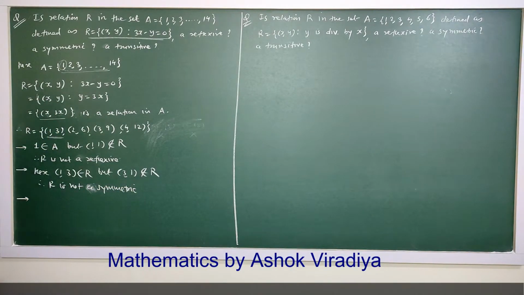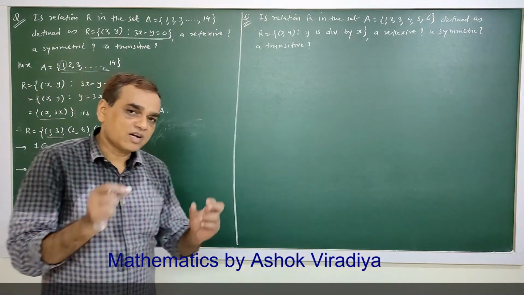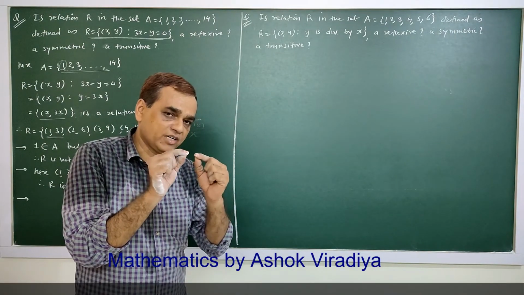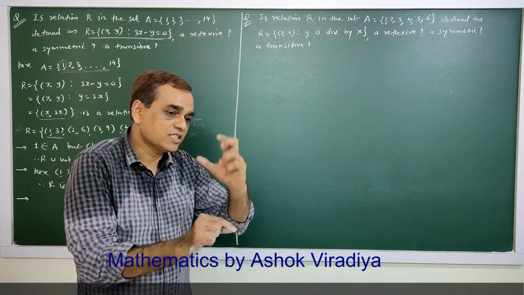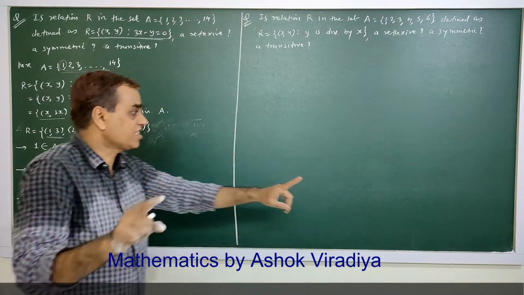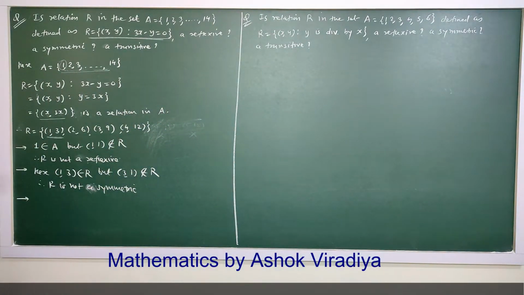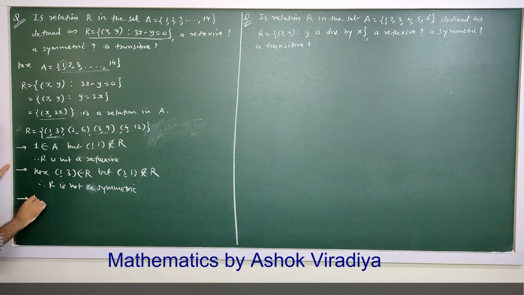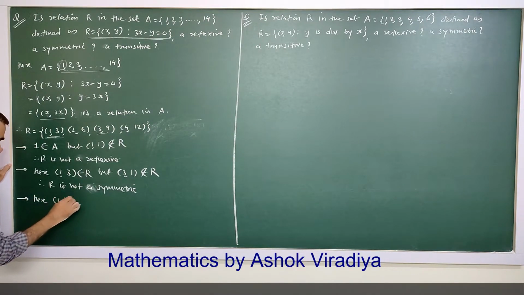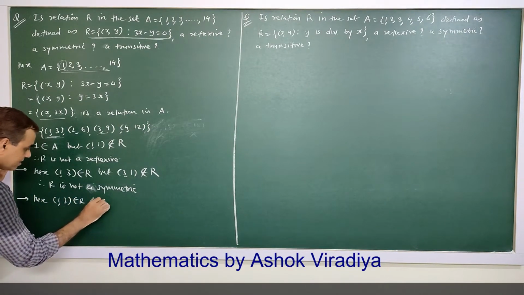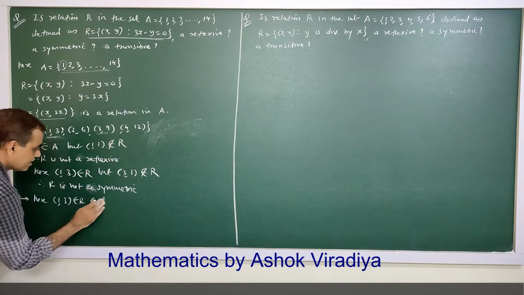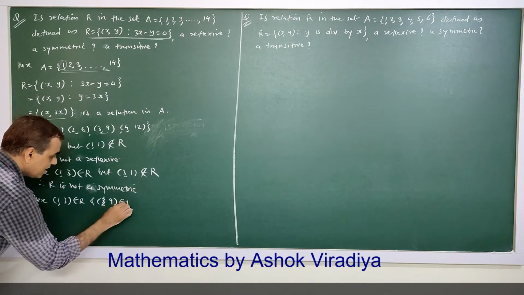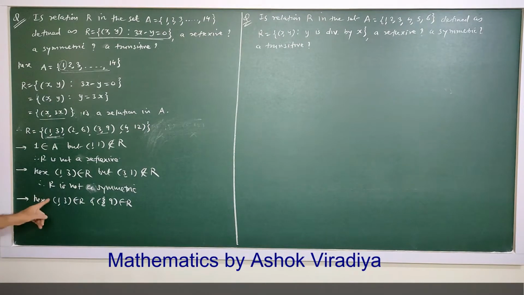Third is transitivity. Find out a pair of elements in which B is in common, and if you find AC does not belong to R, it is not transitive. So say here, this is 1 3, and here 3 9. So 1 3 is in R and 3 9 is in R. Now check for 1 9.